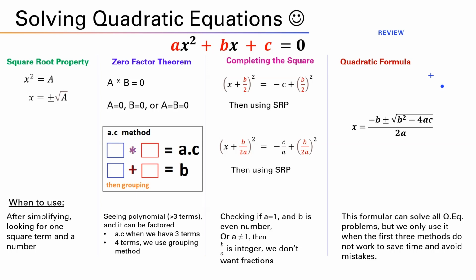Alright, first, we have to know that ax squared plus bx plus c equals 0. That is the quadratic equation's standard form. A is the leading coefficient for the x squared term. B is the coefficient for the x term. And C is the constant by itself, a number. That is our left hand side. On the right hand side is always equal to 0.